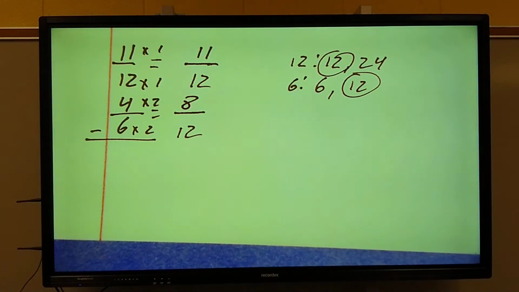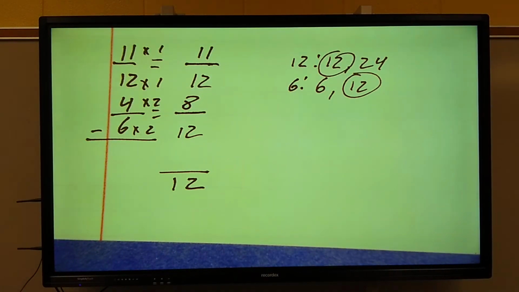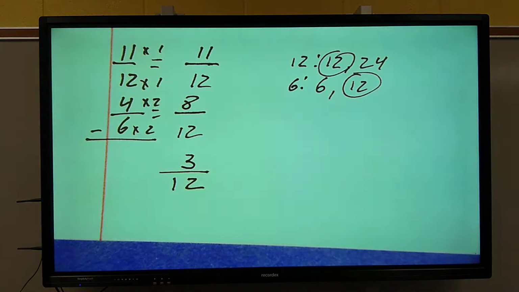Now this is a subtraction problem. Denominator stays the same. 11 minus 8 is 3. Now, is this an improper fraction? No. Is this in simplest form?